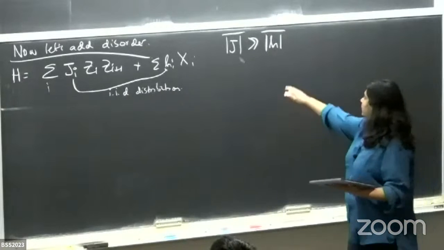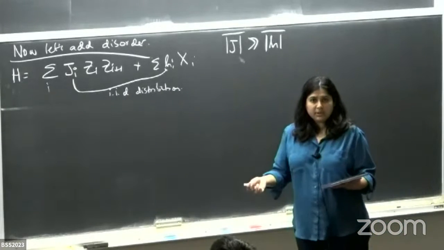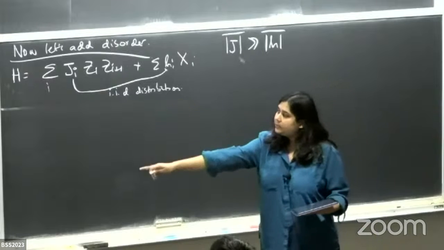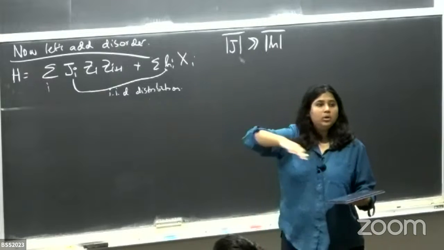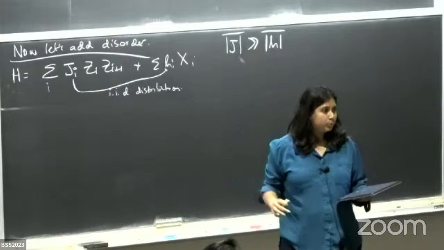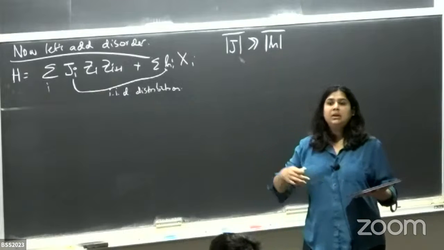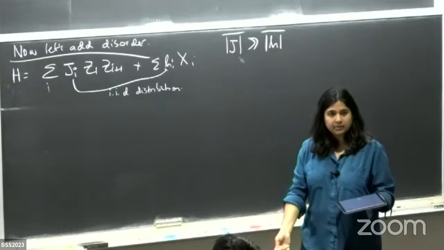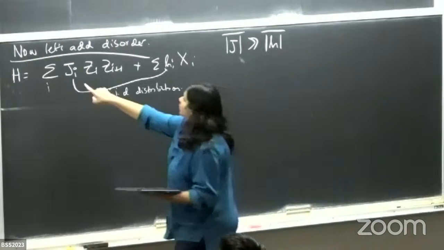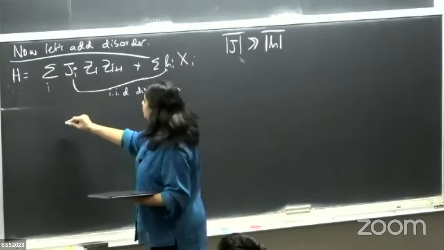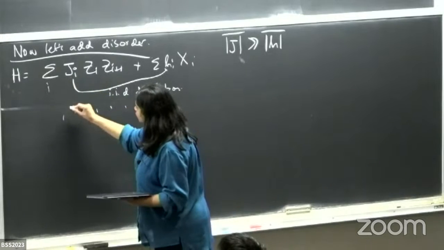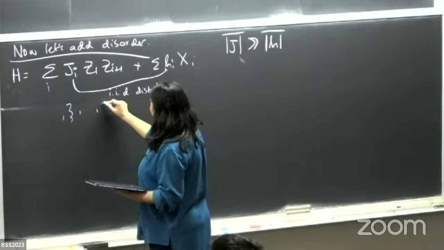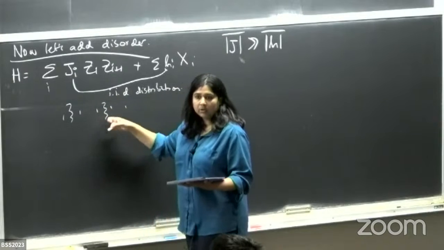And immediately adding disorder does one important thing, which is that it lifts the degeneracy between all those previously degenerate manifolds that we had. Okay, so previously, any state with one domain wall had exactly the same energy as any other state. Now, because this J_i depends on which bond, a domain wall on this bond costs very different energy from a domain wall on that bond, and so on.